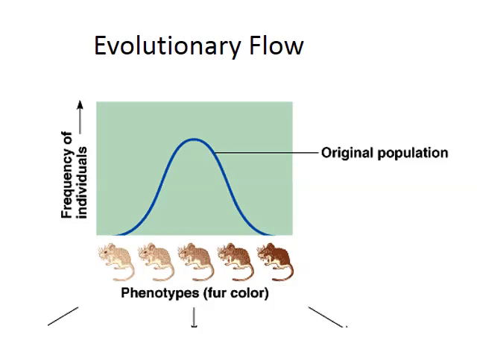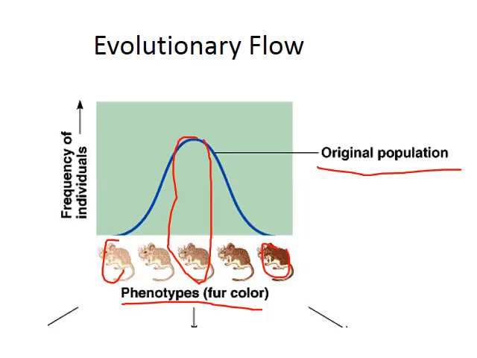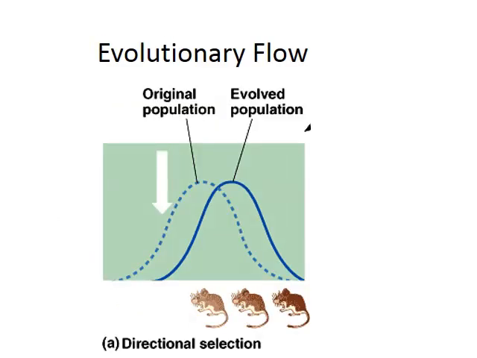So we're going to look at a couple flow charts to see how phenotypes, or fur color, might change from the original population. So right now, most of the mice in this population are this gray color, but there are some that are lighter and some that are darker. So in this model, we see the original population was this lighter color, but over time, something made it more favorable for the evolved population to have darker fur color. So you see a directional selection. The population shifts over time.